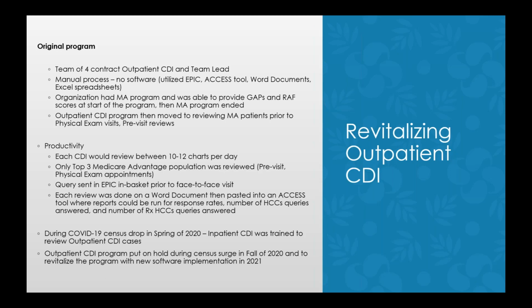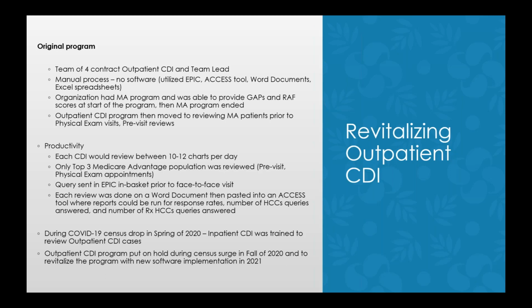And then when we were with that Medicare Advantage program, they were able to run the scores and say, okay, these are the patients that need to be seen. These are the ones that have a higher risk adjustment, that is, when I gave you that example before, for the prior year that needs to be captured. So we were able to do that. But then the Medicare Advantage program ended.